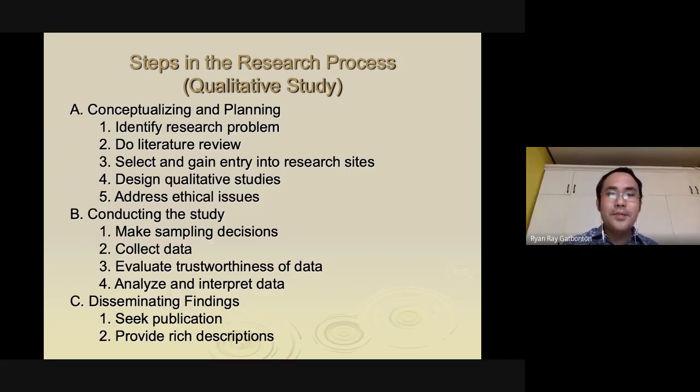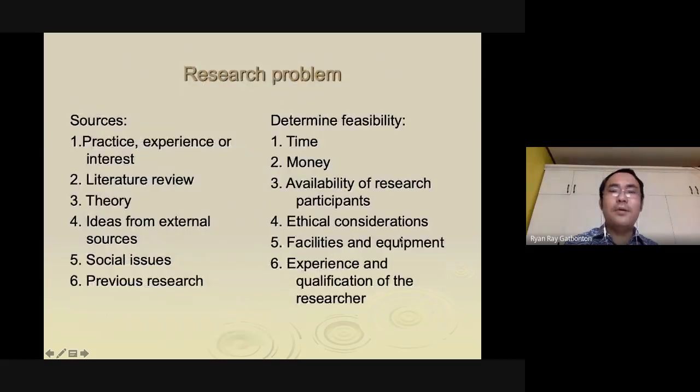Okay? So after you have planned and designed your qualitative study, you will have to conduct it, and you have to collect data, evaluate its trustworthiness, and interpret your data. And lastly is to seek dissemination of your findings.